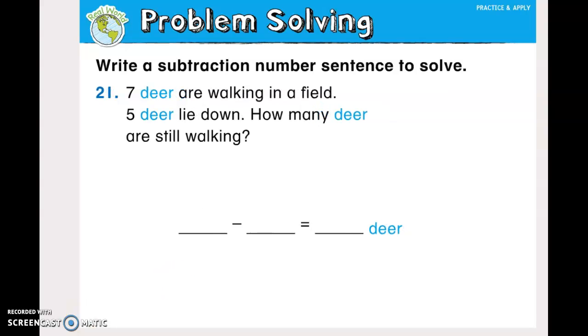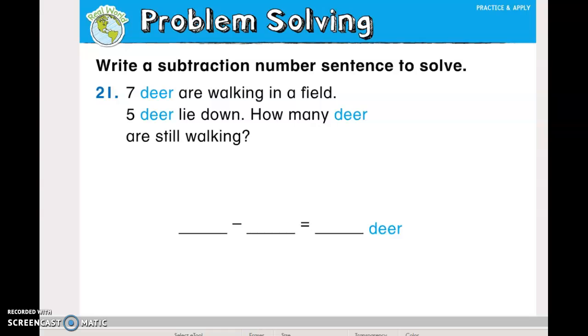All right, we have another problem, number 21, that says 7 deer are walking in a field. 5 deer lie down. How many deer are still walking? So I'm going to get out my writing tool and we're going to start with 7 deer. So here's our 7. We're going to take 5 of those deer away because they are lying down now. How many are left? So I know that 7 take away 5 equals 2. 2 deer is the difference. They are still walking. 2 deer are still walking.